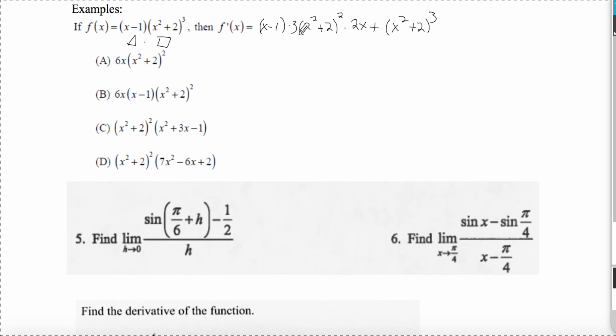So I kept the first. This whole thing over here is the chain rule. This whole thing here is the chain rule. That's the derivative of this second part. Plus the derivative of x minus 1 is just 1 times, then I kept the whole second part.